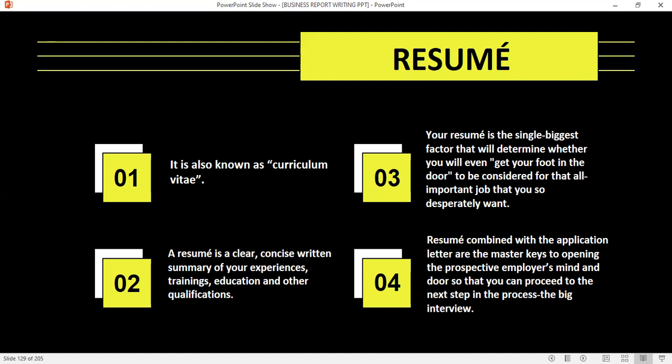Both the application letter and resume come together as always. If you will send an application letter, of course, you have to attach your resume. If you have your resume, you have to send also your application letter.